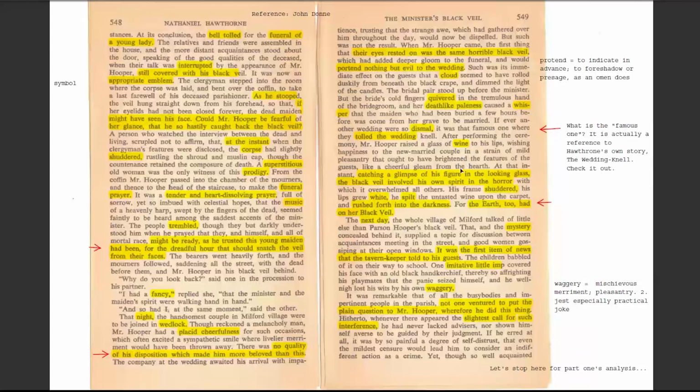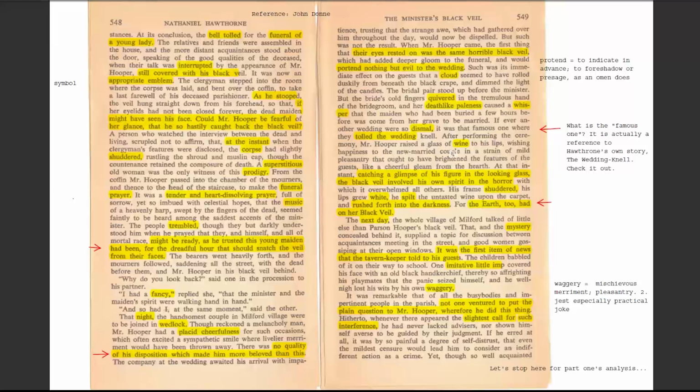Well, Jimmy, doesn't that mean that he's the narrator of this story? No, it does not. This is the third person narrator, and this is what they call an allusion. It's a reference to something else that'll enhance your understanding of what's going on in this story. So Google it, look it up. Mr. Hooper raised a glass of wine to his lips, wishing happiness to the couple.